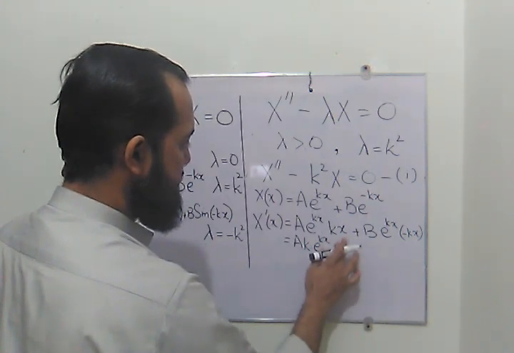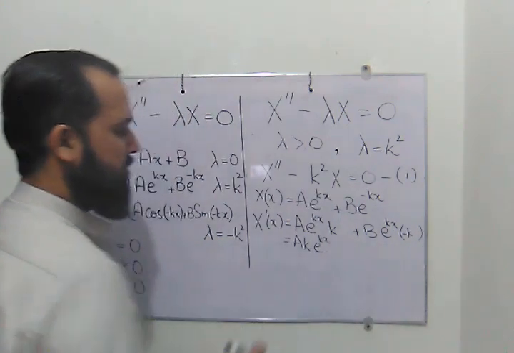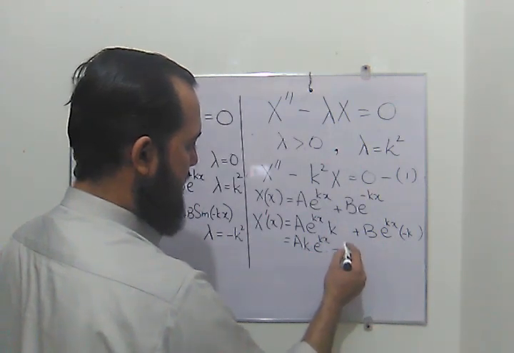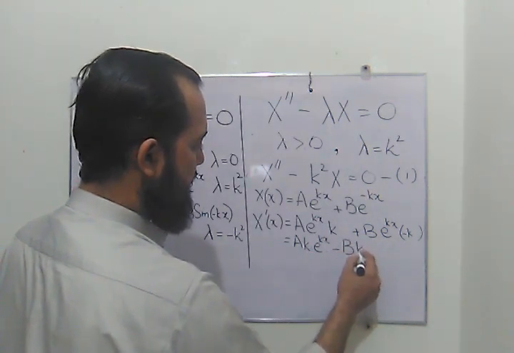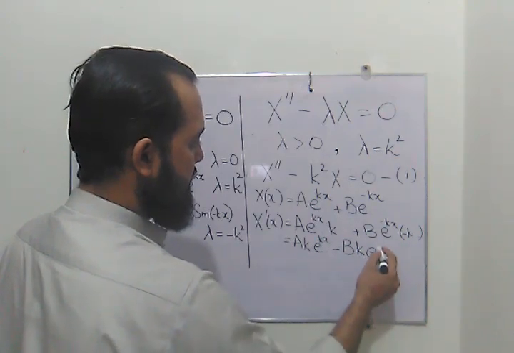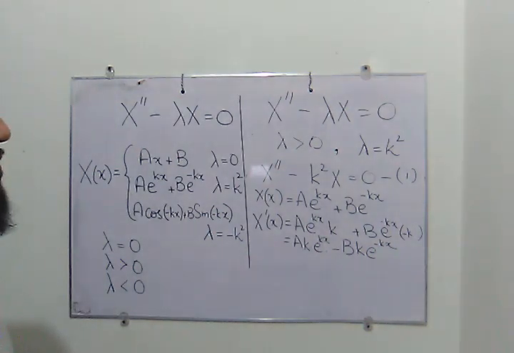Sorry, x would not be here. It would be only k remaining, minus b, k constant taken outside, and this would be minus kx. So this is the first derivative.